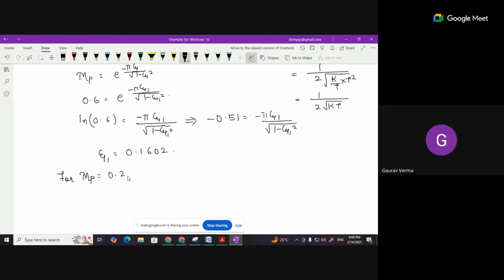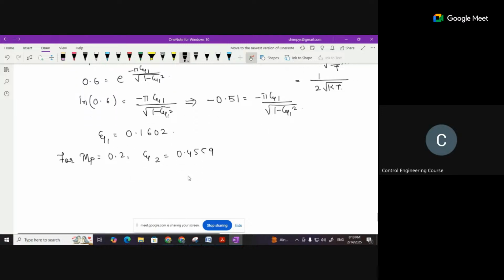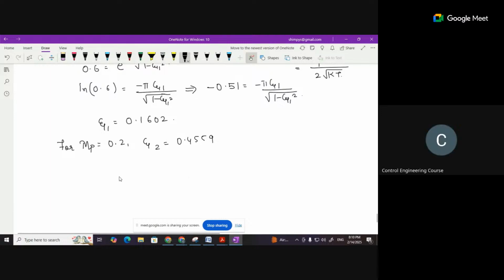For MP, I actually left it in the form of K1T. No, I found out the value of K1T. Yeah. Instead of MP 0.2, again, you do the entire process. Okay, from here to here, and you will get your zeta 2 as 0.4559. Okay, correct? Now, for zeta 1, your k is equal to k1, and for zeta 2, your k is equal to k2. It is given like that? Yes, ma'am.